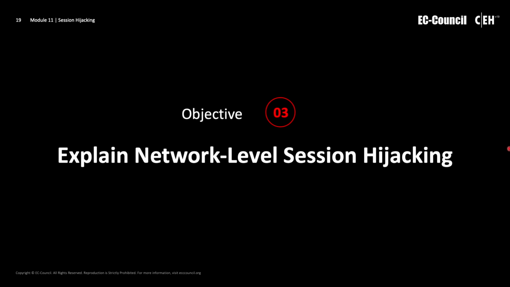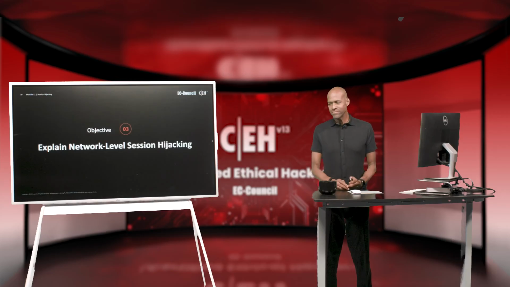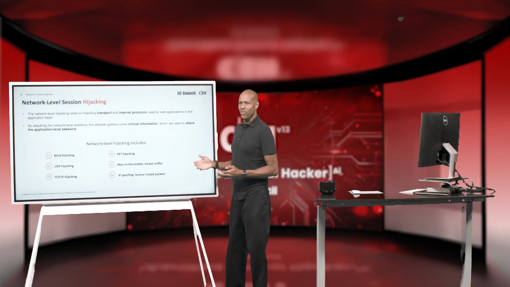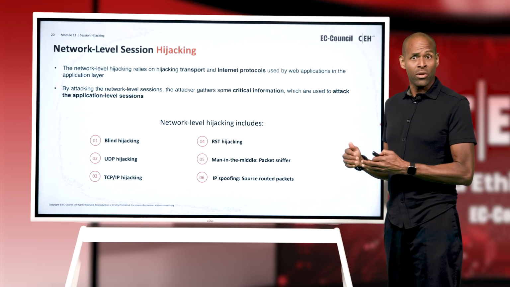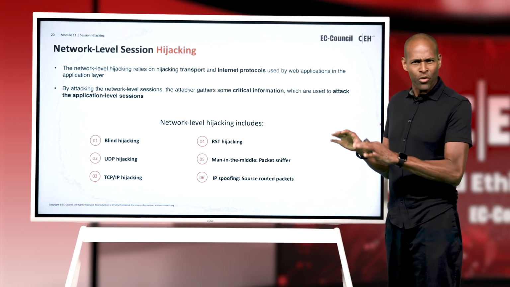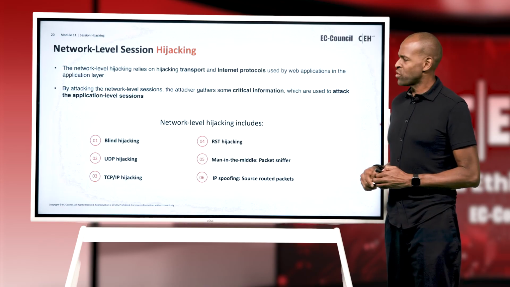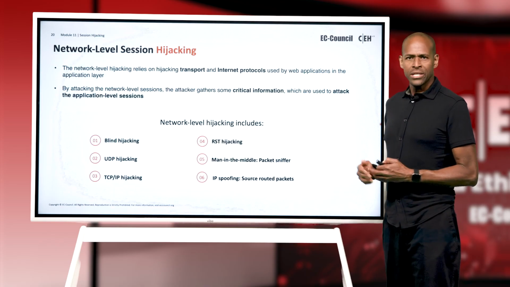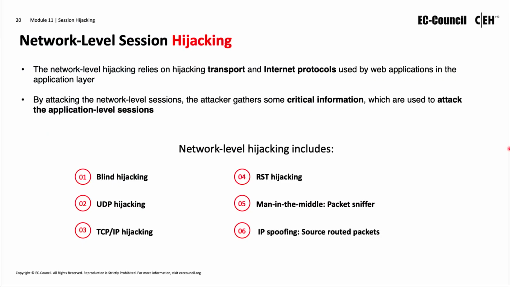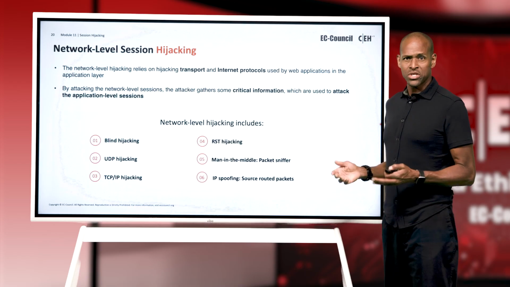Welcome to section 3, where we look at network level hijacking. So in this case, we've finished application level hijacking, and we're going to see another level of session hijacking. Let's have a look. With network level session hijacking, we're looking at the network level and on up, but mainly focusing on the network level. There are several different things we're going to be looking at: blind, UDP, TCP/IP, which we've already seen a little bit of, RST, that's one of those TCP flags, man in the middle, MITM, packet sniffers, and also IP spoofing and using source routing.